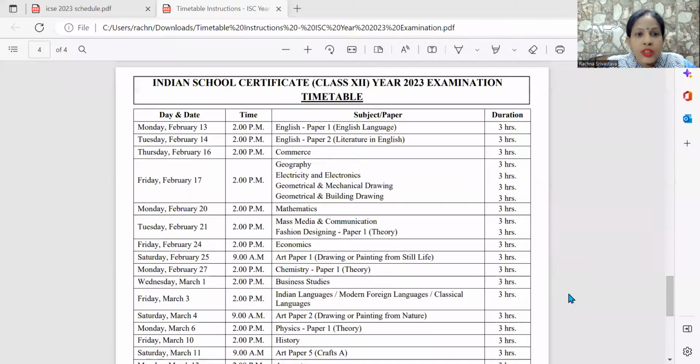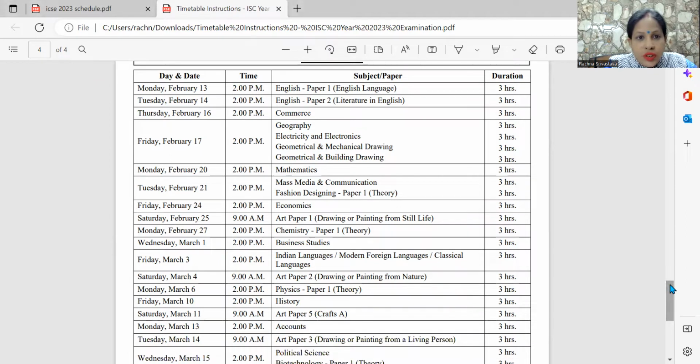You can see on the screen, your exams are starting from 13th of February. I'm just reading out the main subjects. The rest, as per your options, you can always check in the date sheet. 13th February, English paper 1. 14th February, English paper 2. 16th February, Commerce. 20th February, Mathematics. 24th February, Economics. 27th February, Chemistry paper 1.